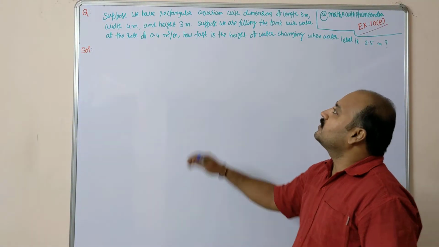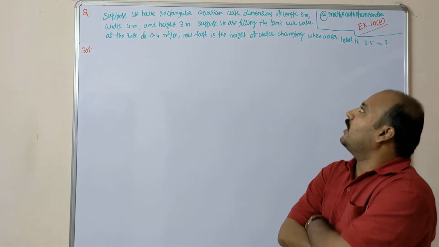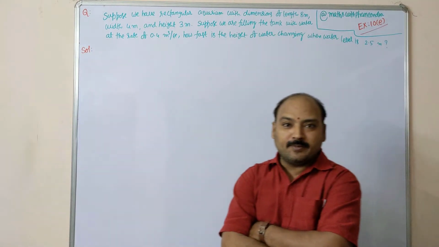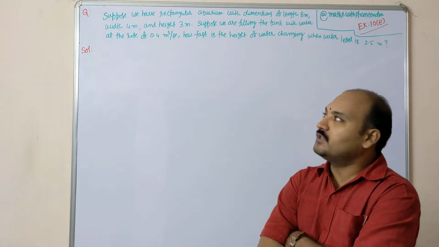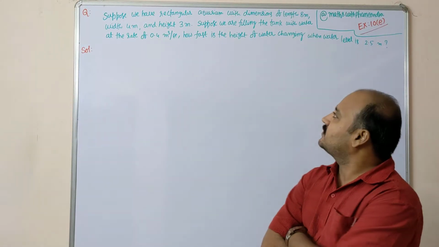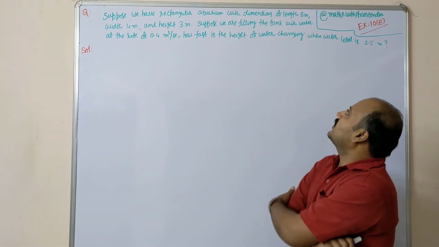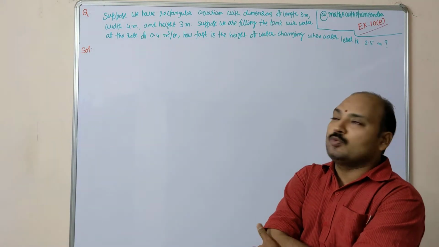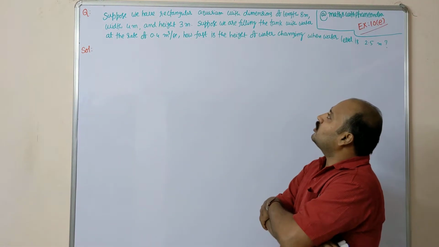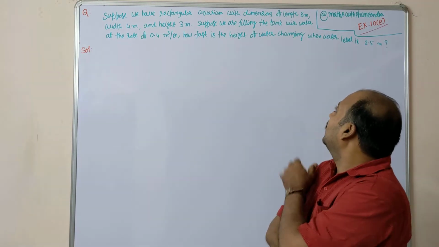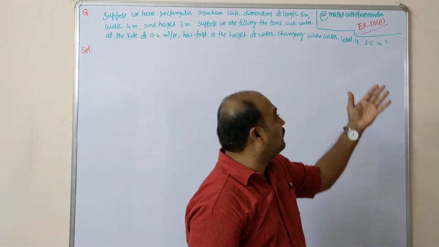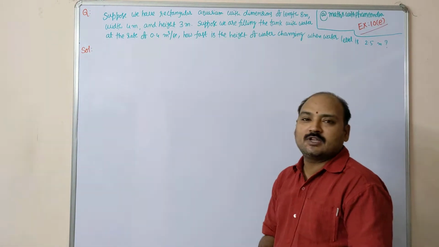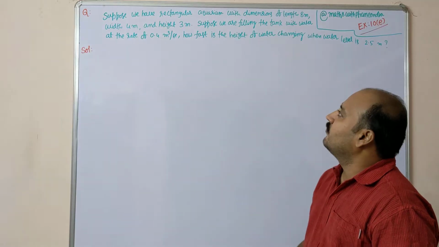The next question. Suppose we have a rectangular aquarium with the dimensions of length 8 meters, width 4 meters and height 3 meters. Suppose we are filling the tank with water at the rate of 0.4 meter cube per second. How fast is the height of the water changing when the water level is 2.5 meter? So do you understand, students? What do they ask, what do we need to calculate?